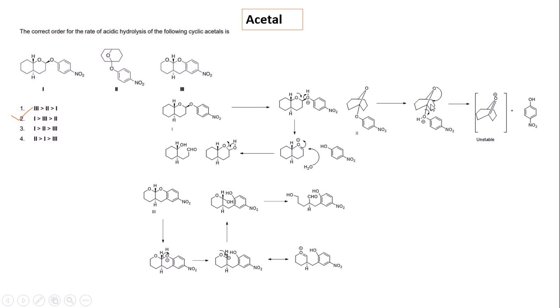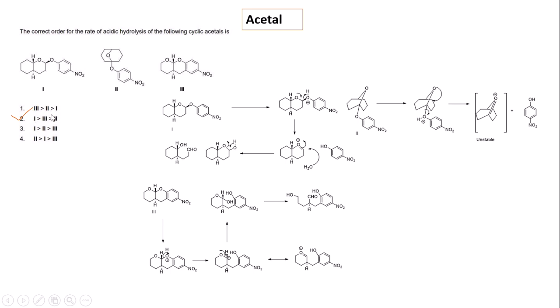But here, after the carbocation formation, the carbocation present at the bridgehead position is very unstable in the bridged system. So this carbocation is very much unstable, and the hydrolysis rate for this bicyclic system is very low. So option 2 is the one where 2 is present with the lowest rate.